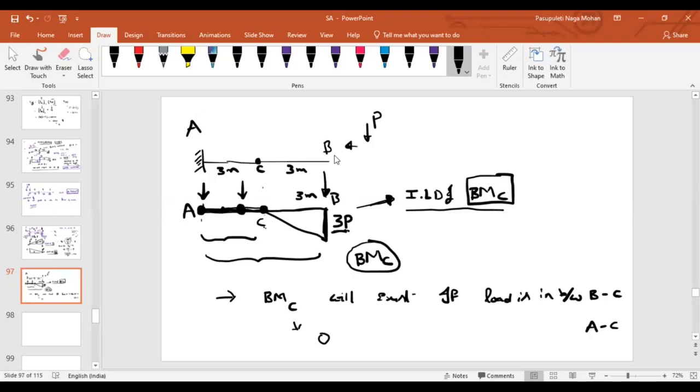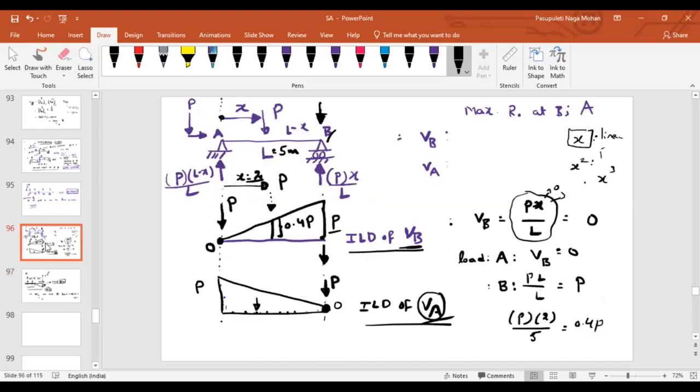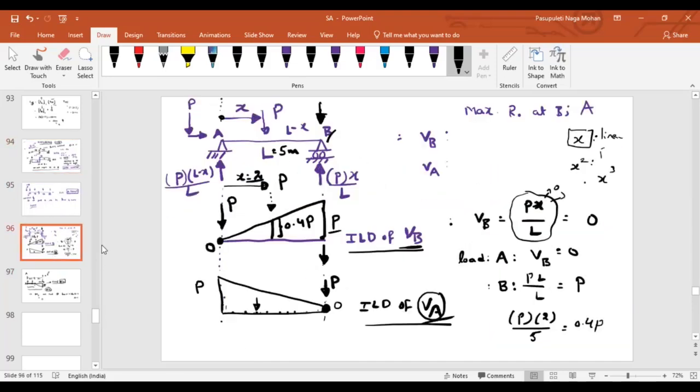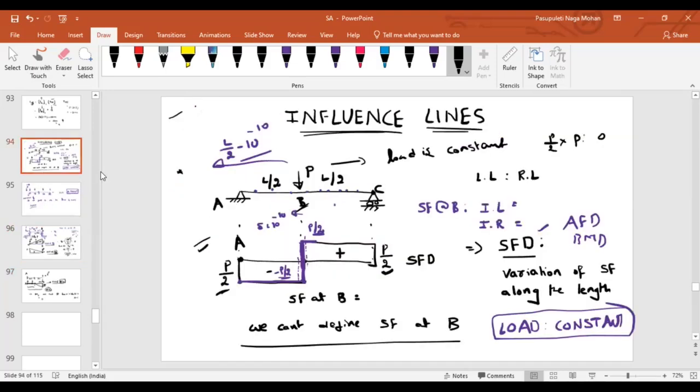Any doubt about ILD diagram? Sir, I have doubts, sir. Please. Sir, in the shear force diagram, ILD of shear force diagram, we have just drawn the exact shape of the simply supported beam. Just a second. You are talking about this diagram, right? Yes, sir. Please go on.